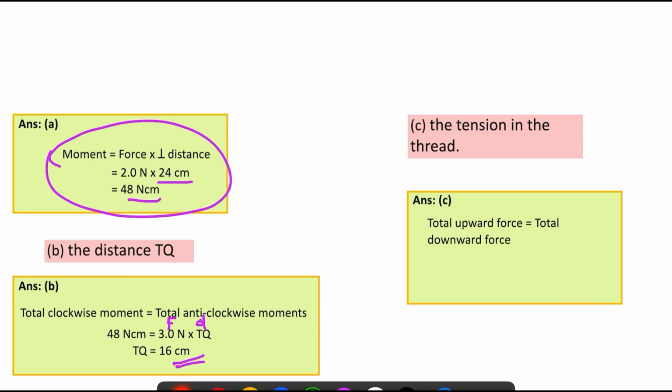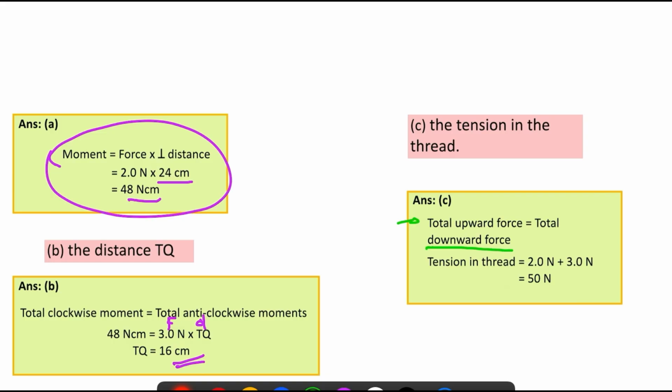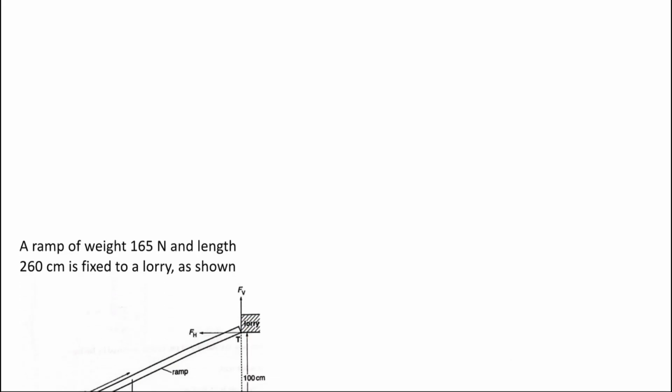Yeah. So the total upward force equals the total downward force. In this case, the downward force is actually the weight of the plane and also the weight of the car. 2.0 Newton and 3 Newton, sum them up together. This is 5.0 Newton. Alright, let's move on to the last question.